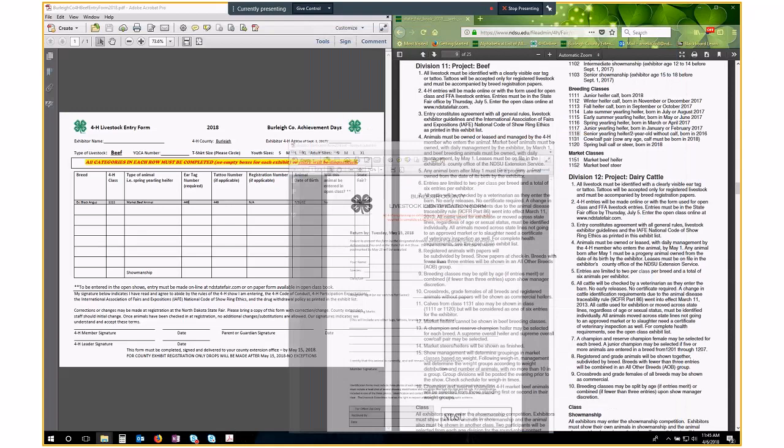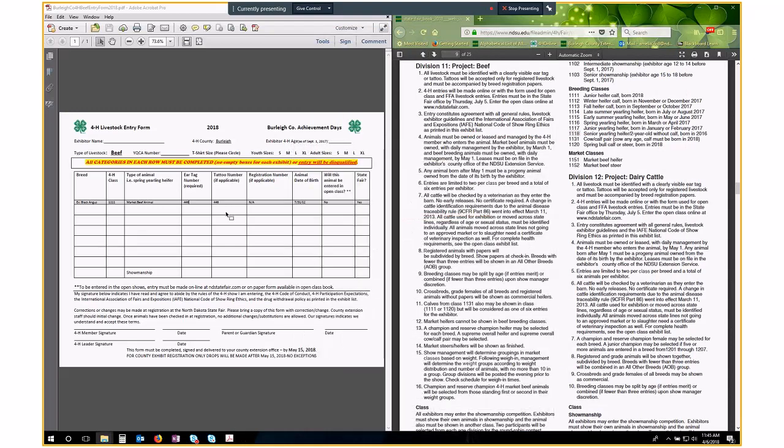If you have questions about those photos, please let us at the office know. If your animal has a tattoo number, put that here. Registration number if applicable. Your birth date of animal. Now make sure you're putting the right date here. In the past, we've had some confusion with the date of the animal not matching up with the type of animal. So make sure that you have the right date.